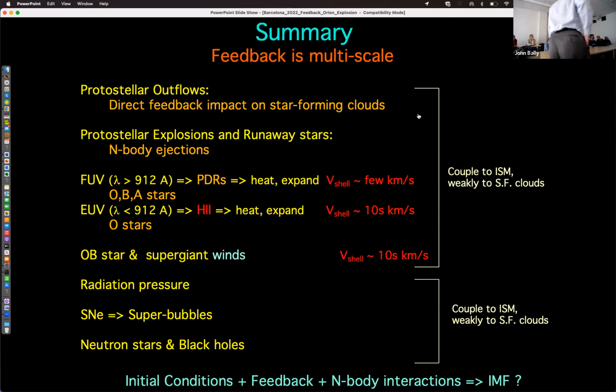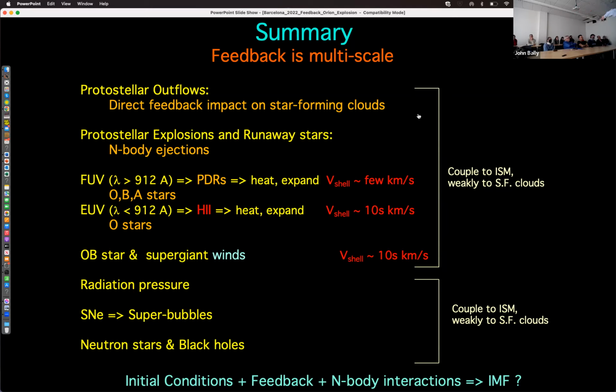So, anyway, main messages: I think feedback is multi-scale, happens on scales of AUs to hundreds of parsecs. You can't just zoom in and ignore the large scales. In the small scales, you can't ignore the large scales. The Orion A region, I suspect, is the result of supernova feedback in the superbubble.